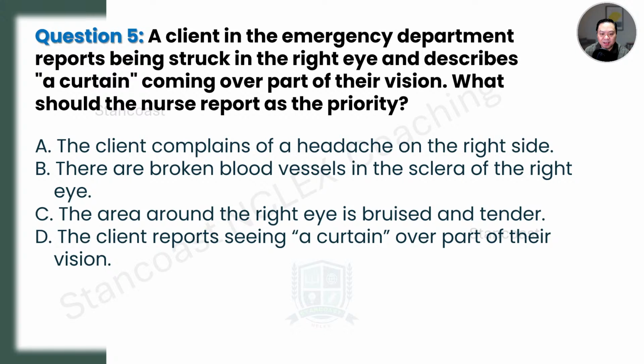Number 5. A client in the emergency department reports being struck in the right eye and describes a curtain coming over part of the vision. What should the nurse report as the priority? Is it A, the client complains of a headache on the right side? B, there are broken blood vessels in the sclera of the right eye. C, the area around the right eye is bruised and tender. And D, the client reports seeing a curtain over part of their vision.